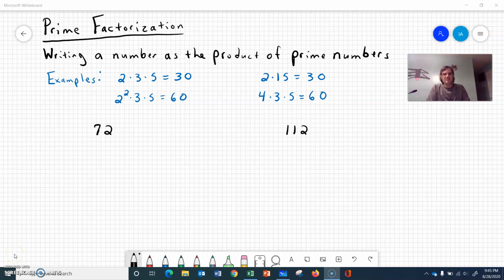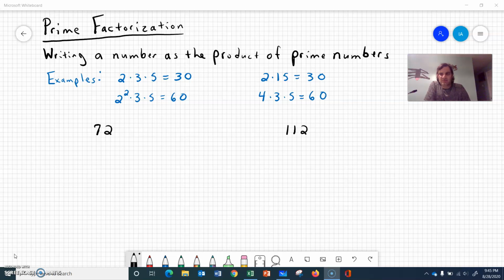Hey, it's Mr. Allred, and I want to talk about prime factorization. Prime factorization is writing a number as the product of prime numbers. So if you're familiar with prime numbers, these are numbers that don't have any factors besides 1 and themselves.